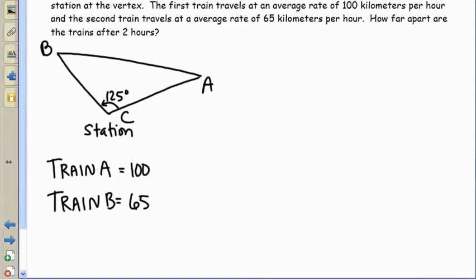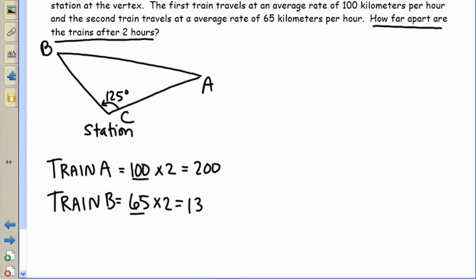Then the other thing says we want to figure out how far apart the two trains are after 2 hours. So we're given that train A is traveling at a rate of 100 kilometers per hour and train B is traveling at a rate of 65 kilometers per hour. So if we want to find how far they are apart after 2 hours, we need to multiply each of these by 2 to figure out the distance that they have traveled. So this would be 200 kilometers and 130 kilometers in 2 hours, I should say.